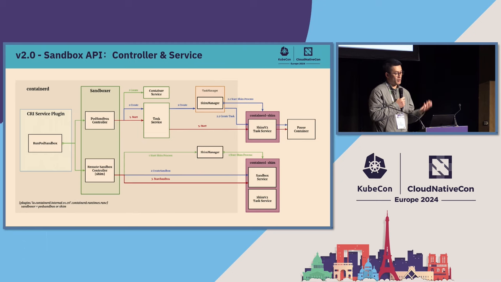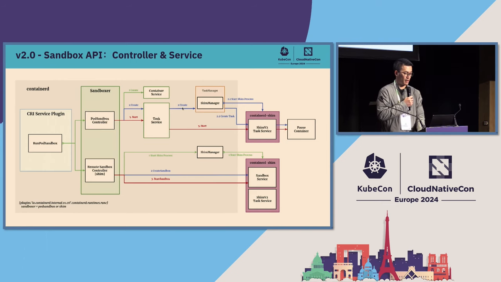You know, in Kubernetes, each pod has a unique runtime handler. Each runtime handler can have a different sandbox controller. And for this one, the pod sandbox controller is the default one. It is the compatible mode. It can run with the existing shim v2 implementation without the sandbox API. So this is the workflow.